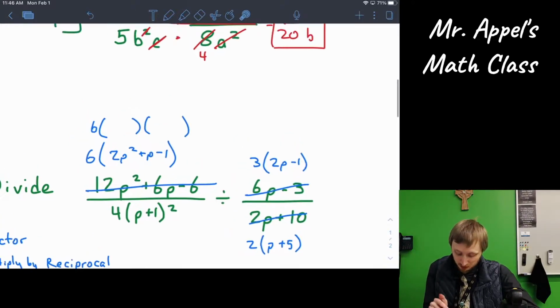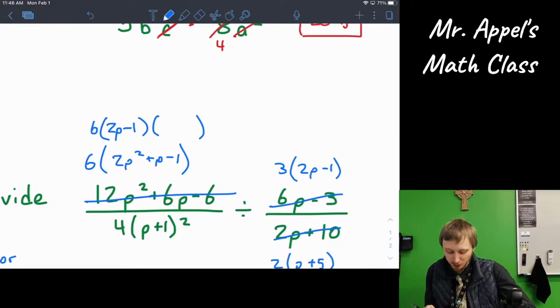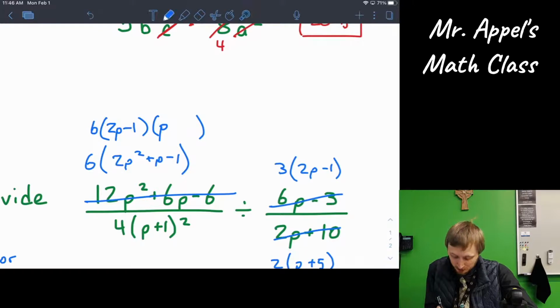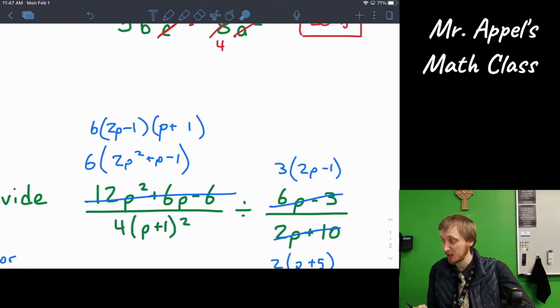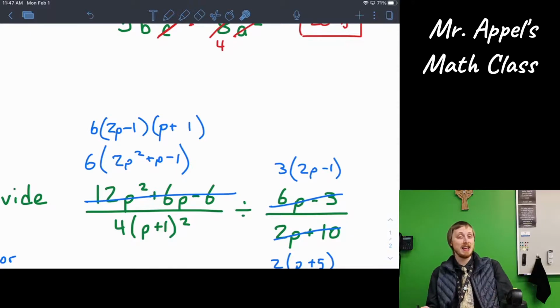This started with a 2. One of them has to start with a 2. Let's try it. Let's think about this. 2p minus 1 times p, and I've got to end up with minus 1 there, so this has to be times plus 1, right? So I get plus 1 times minus 1, and then 1 times 2p is positive 2p. Negative 1 times p is negative 1p, so 2p minus 1p is net 1p. This works. Hey, sneaky, sneaky, right? Oh, and p plus 1 was one of the factors down here. Hey, there you go, right?